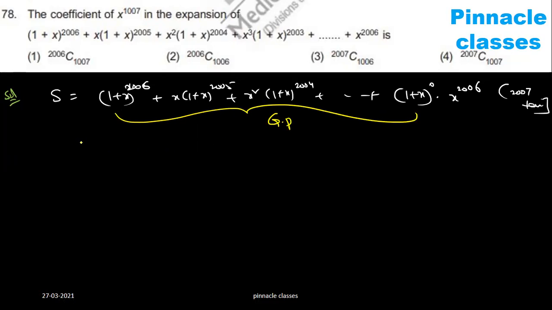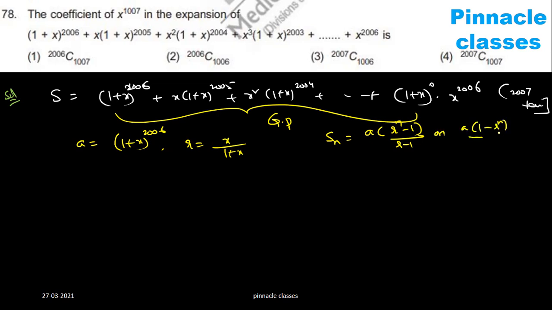Here A, the first term, is (1 plus x) whole power 2006. What is the common ratio? Anyone? x by 1 plus x. Sum of n terms is A into (r power n minus 1) by (r minus 1), or you can write A into (1 minus r power n) by (1 minus r). You can take it like this. Okay, let us see what the result is.